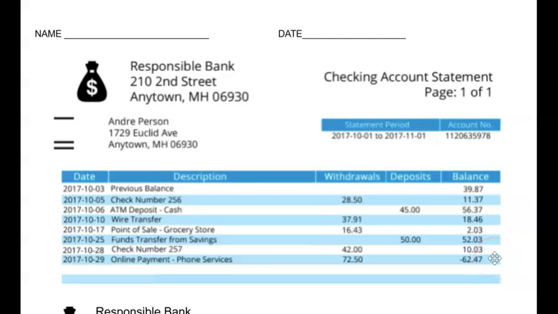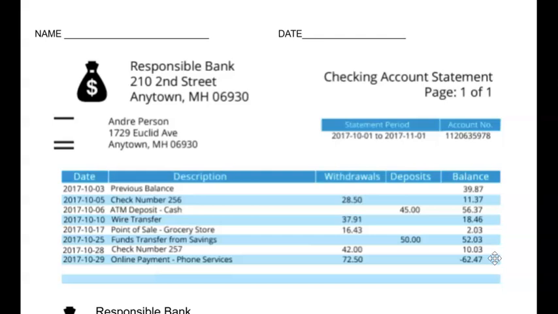He owes $62.47. If he does not pay that back in a timely manner, then he gets a fine on his account. So he has to pay extra money. Plus, he has to pay back interest to the bank because they're now letting him borrow money without their permission.